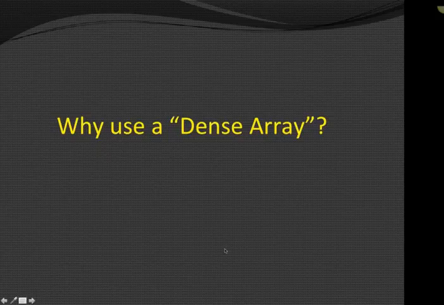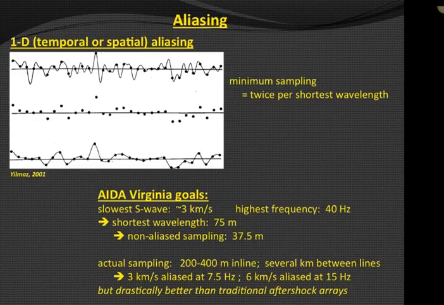So the first question, of course, is AIDA has in its name the words dense array, so why would we want to use a dense array? And I think most of us as seismologists know the answer to this, but I'm going to give you a brief outline of why we wanted to use a dense array. Next. And the short answer, of course, is aliasing. Now, aliasing is defined as undersampling of a one-dimensional wave field. Now, wave field can be in time or space, so we have to think about aliasing in time, space, and 3 dimensions, and so on.